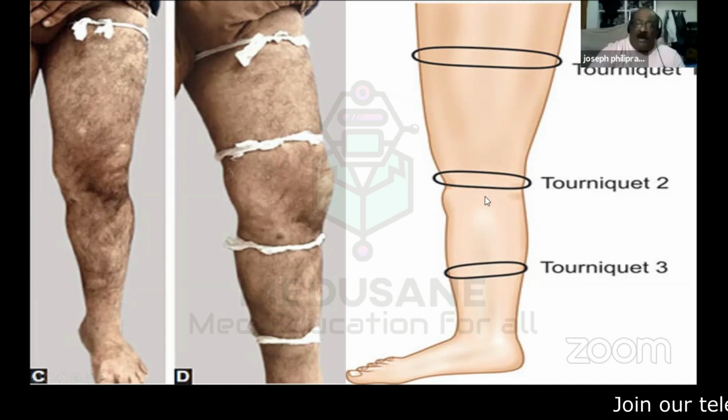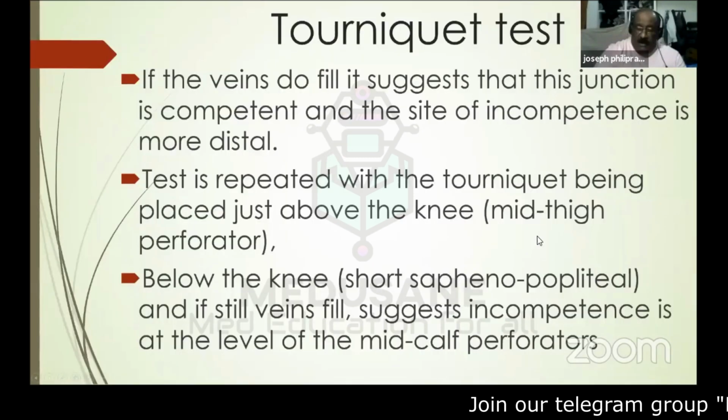If this segment is filled, that is due to Boyd's perforator. If this segment is filled when standing, it is due to Cockett and Dodd's perforator. If it is due to this, it is Hunter's perforator. If this segment is filled, it is due to saphenofemoral junction anomaly. So this is how you make out by the multiple tourniquet test. I have explained how to tie: always make the patient lie down, elevate the limb to empty, then apply the tourniquets, then gradually release from below upwards.